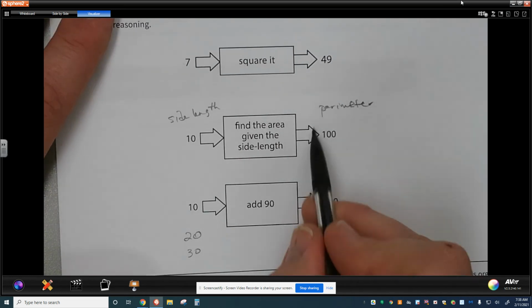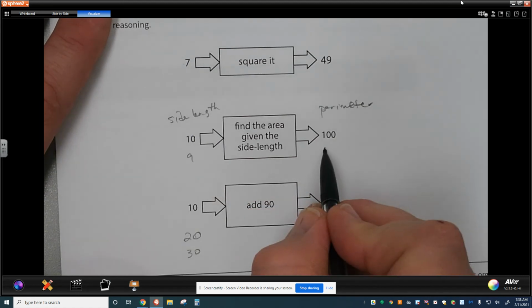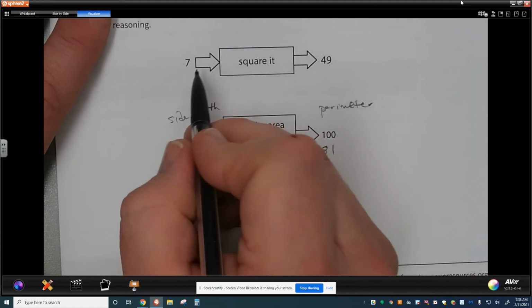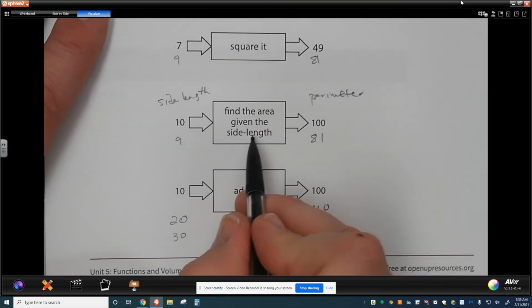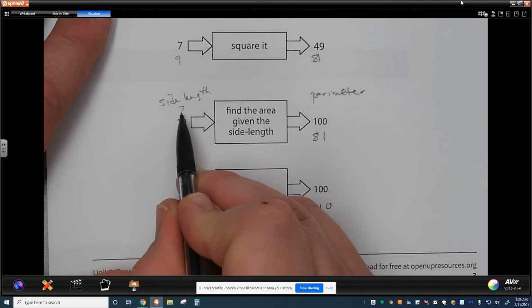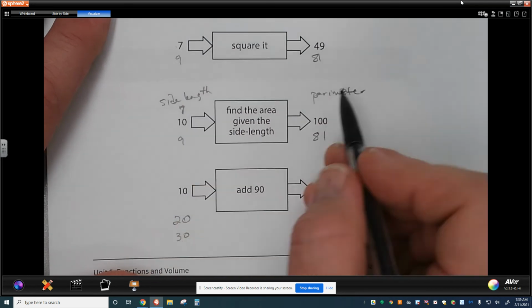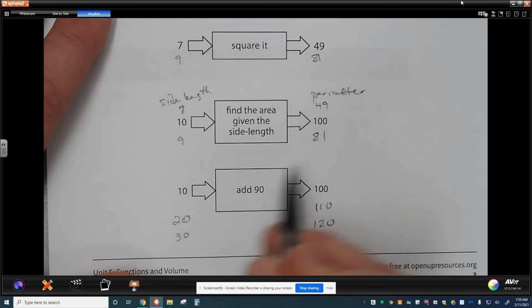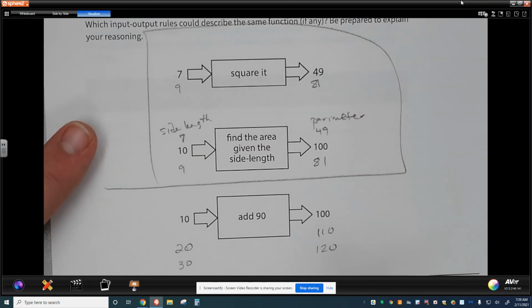Whereas in these ones right up here, if I find the area of a square given a length, and I take this one, change it to 9, I get 81. In this case, I change it to 9 and square it, I get 81. If my side length was 7, find the area given the side length, then my area is always going to be side length squared, side length times side length, which is going to be 49. So what we actually see is these top two are the ones that represent the same function.